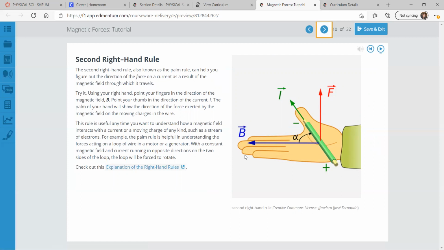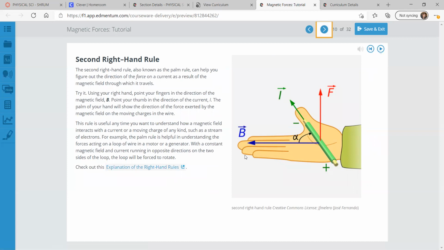Here's the second right-hand rule. This is known as the palm rule, because instead of curling your fingers, you're going to lay your hand flat. And this can help you figure out the direction of the force on a current as a result of the magnetic field through which it travels. So the other one told you the direction of the magnetic field. This one will give you the direction of the force on a current.